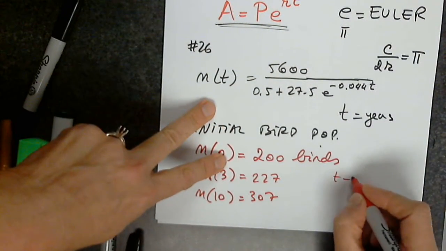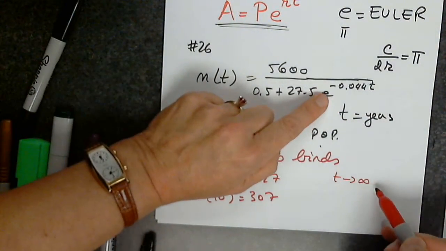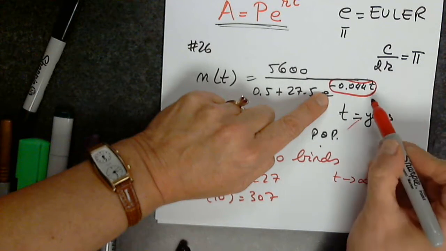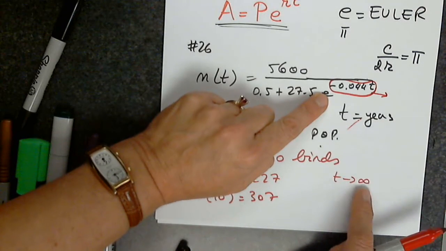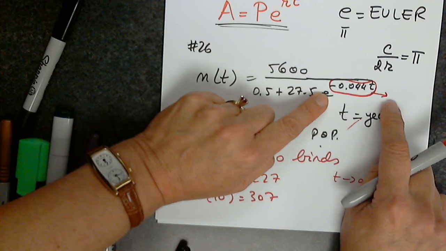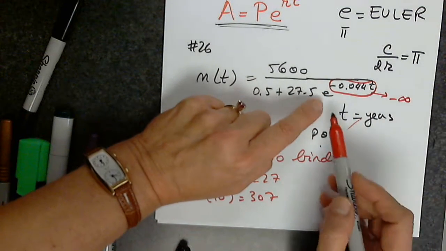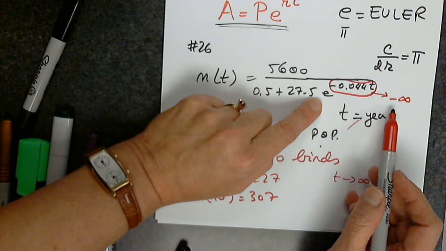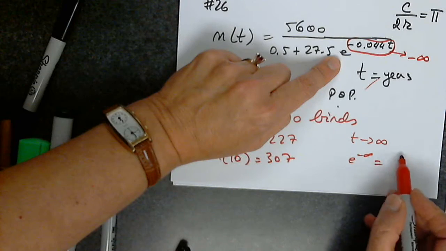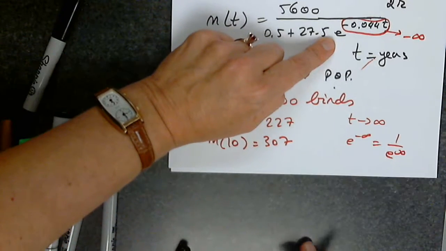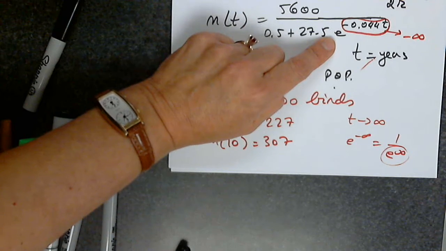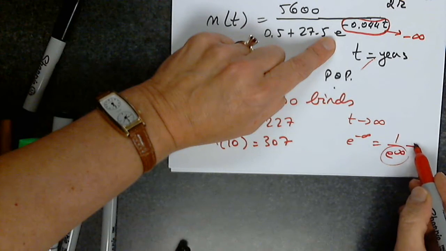So if t approaches infinity, can you tell me what this approaches? If t approaches infinity, infinity times a negative number will be negative infinity. What about e to negative infinity? e to negative infinity is 1 over e to infinity. But e to infinity is humongous. 1 over e to infinity will approach what?